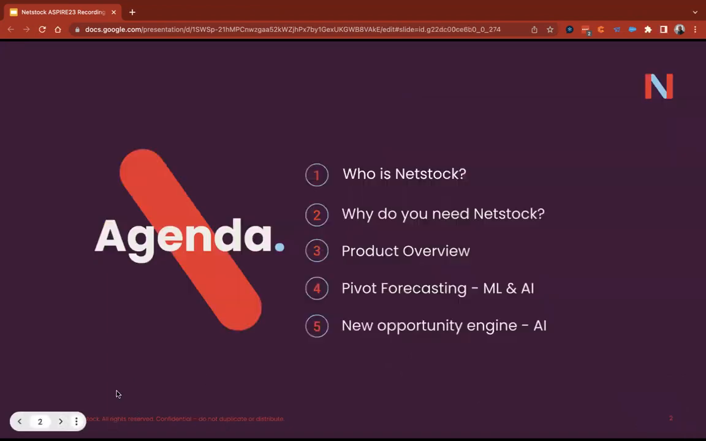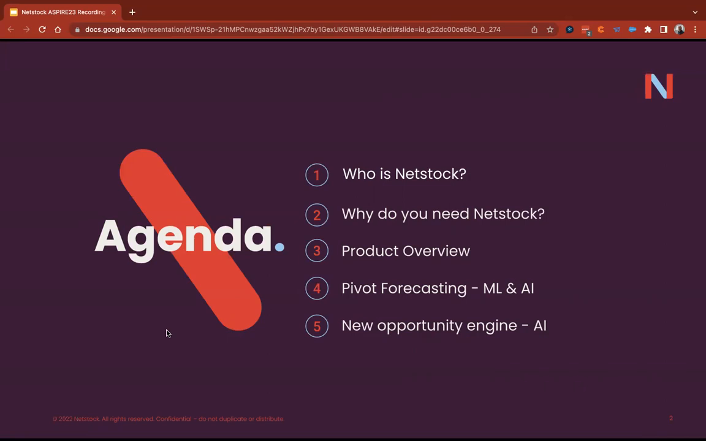To start off, we're going to chat a little bit about who Netstock is. We're going to talk a little bit about why you would need Netstock if you are a customer with inventory, why this is so important. I'm going to touch on a quick video product overview just to give you an idea of the look and feel of the product and how it works.